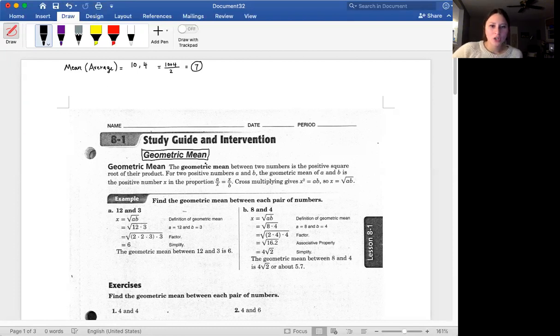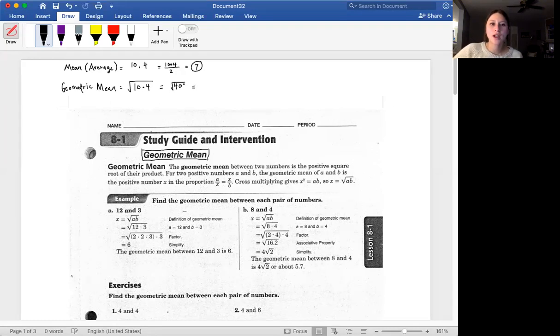So when it comes to a geometric mean, let's read this. The geometric mean between 2 numbers is the positive square root of their product. So to describe what that is, it's really multiplying out 2 numbers and finding the square root of it. So if I were to look for the geometric mean of 10 and 4, I would multiply them and square root. So 10 times 4 is 40. So the geometric mean of 10 and 4 would be the square root of 40.